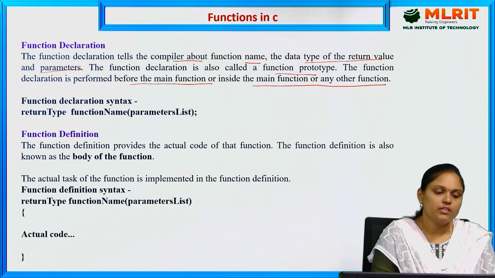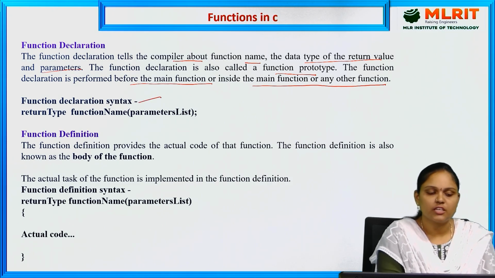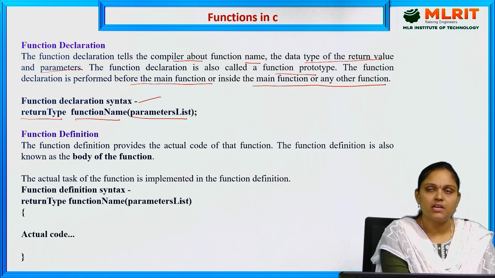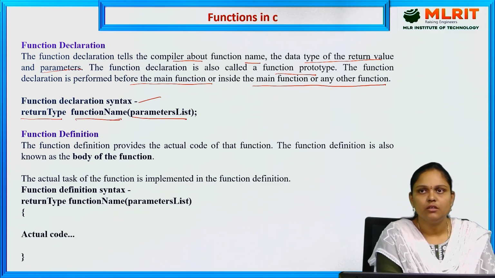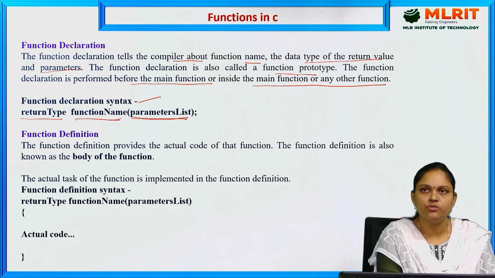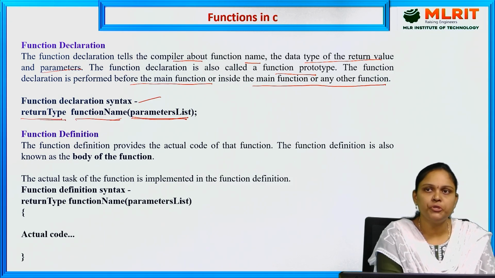Next is the function declaration syntax. So this is the syntax, and based on this syntax, we need to write the function declaration. The first thing we are writing here is the return data type, the next thing is the function name, and next is the parameter list. The function name identifies what kind of task you are performing. The parameter list will tell about what kind of inputs you are giving to that function. And the return data type will tell about what kind of output you are getting from that particular function.